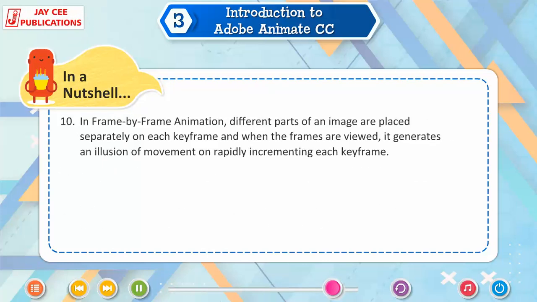In frame-by-frame animation, different parts of an image are placed separately on each keyframe, and when the frames are viewed, it generates an illusion of movement on rapidly incrementing each keyframe.